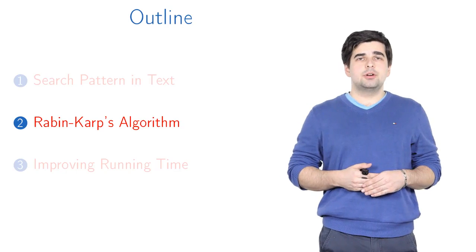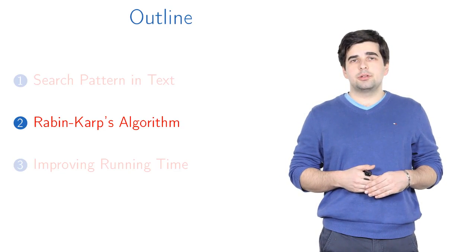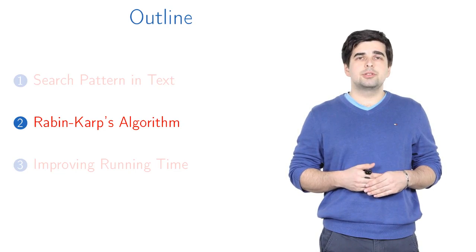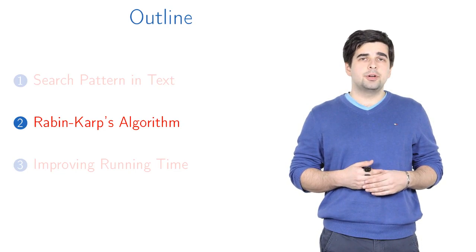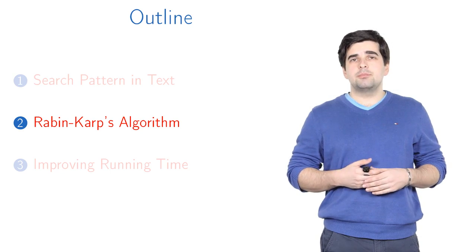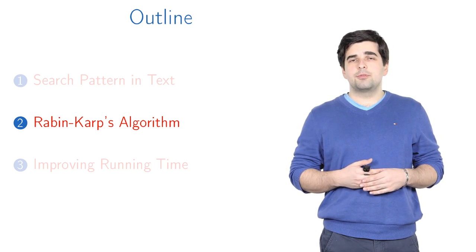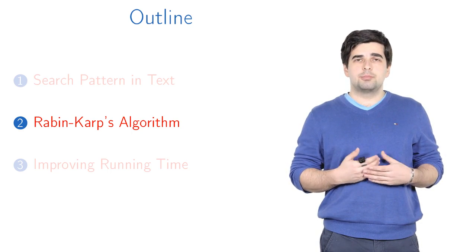Hi, in this video we'll introduce the Rabin-Karp algorithm for finding all occurrences of a pattern in the text. At first, it will have the same running time as the naive algorithm from the previous video, but then we'll be able to improve it significantly for practical purposes.